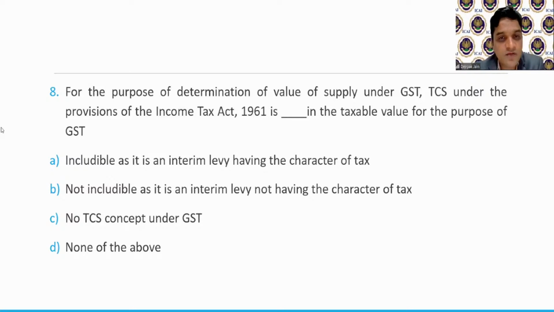For the purpose of determination of value of supply under GST, TCS under the provision of the Income Tax Act is dash in the taxable value for the purpose of GST. Whether it's included, it is not included, no TCS concept under GST, or none of the above.